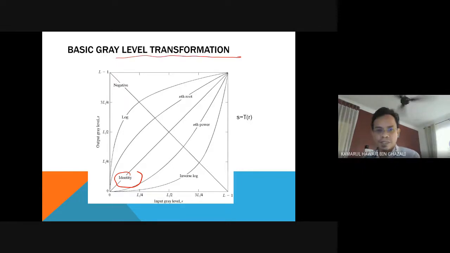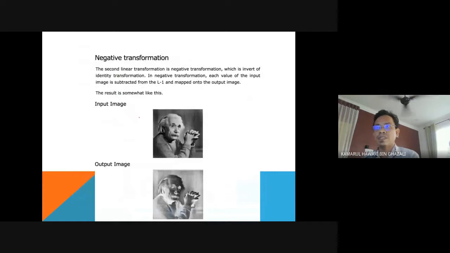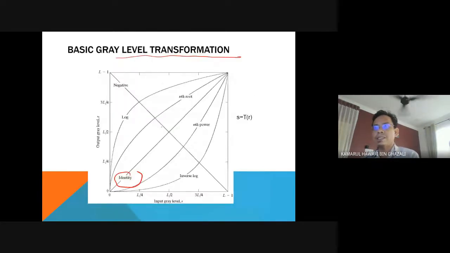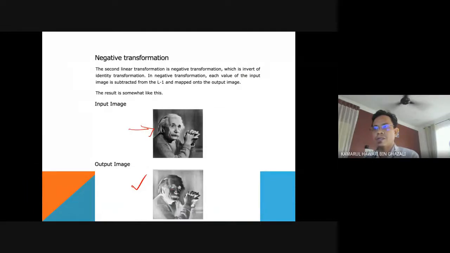All these are done in the spatial domain, by using these transformations. This is the linear transformation. This is negative. If you transform this image by the negative, it gets inverted, and you get this output, the negative image. Einstein becomes like that. By the negative, this is an example of spatial transformation.